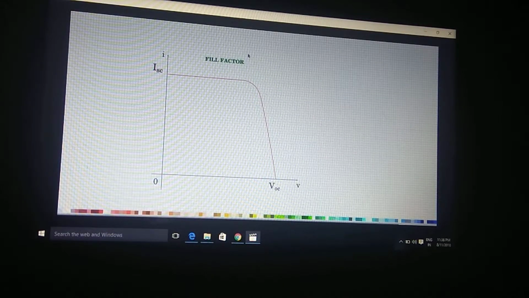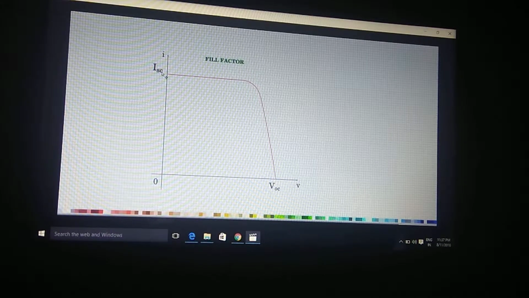Fill factor. Fill factor is actually a figure of merit for the PV cell. It tells how good or how bad a PV cell is. It is actually a ratio. Now, before I tell what that ratio is, let us get to it in a much more intuitive manner.